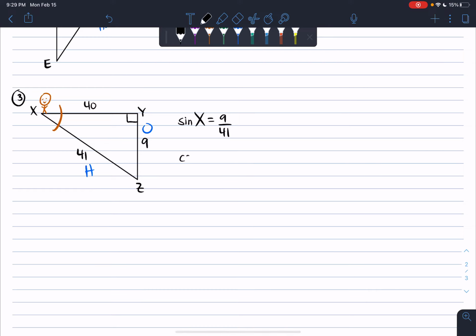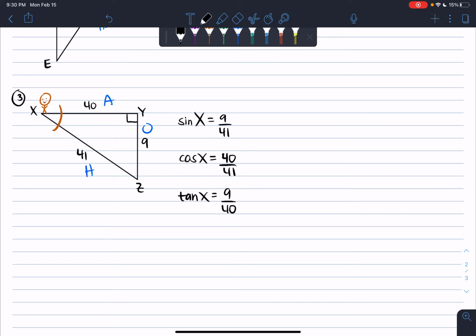Now the cosine of x is going to be adjacent A over the hypotenuse. Adjacent to where we're standing is this 40 right here. So we can write cosine of x is 40 over 41. And finally, the tangent of x is going to be opposite O over adjacent A. So it will be 9 over 40.